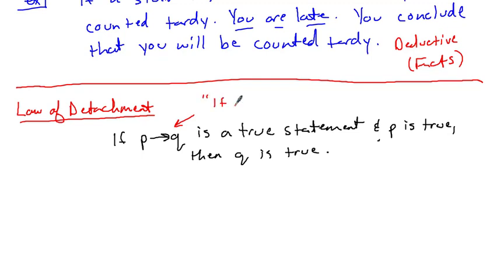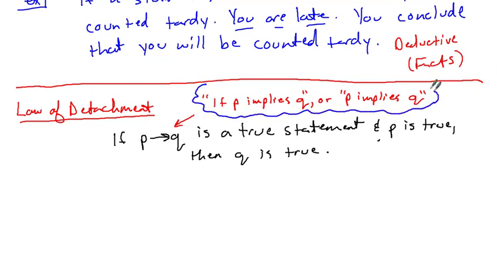We say, if P implies Q, or we can just say P implies Q. Okay, we don't always have to have the "if" out in front there. You just see this, you can assume it says "if P implies Q" or "P implies Q." Either way. So you want to put some bubbles around that or highlight it or something that helps you remember that, because this is going to come up a lot.